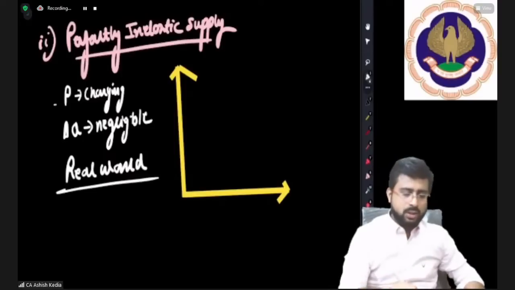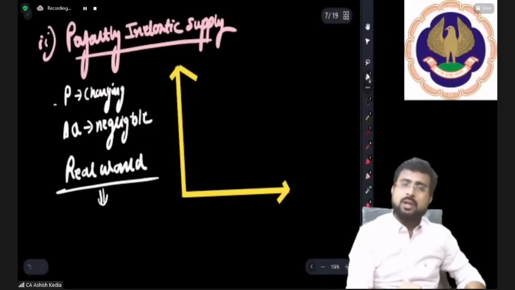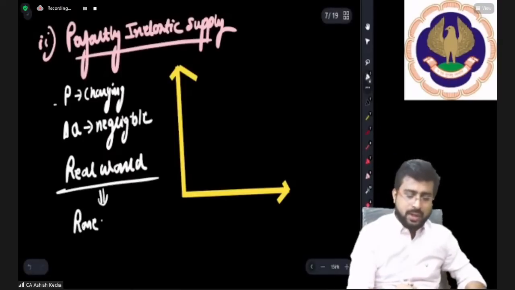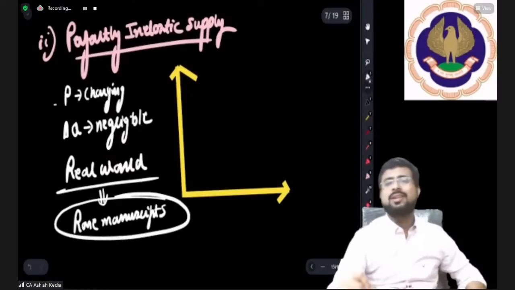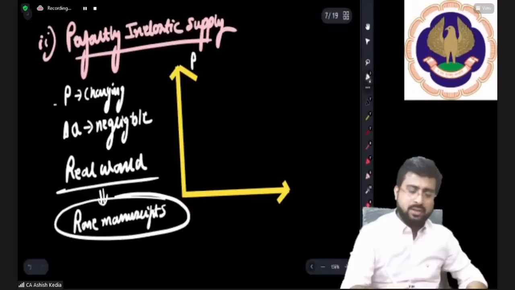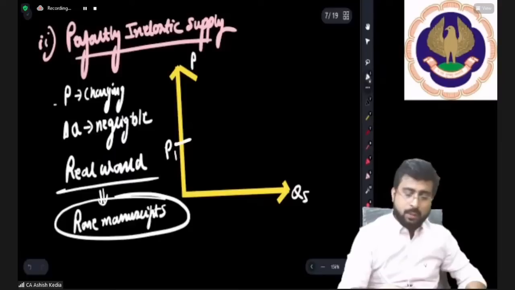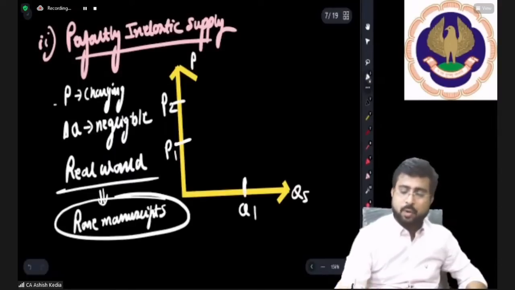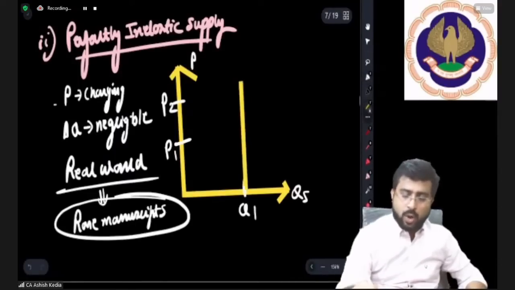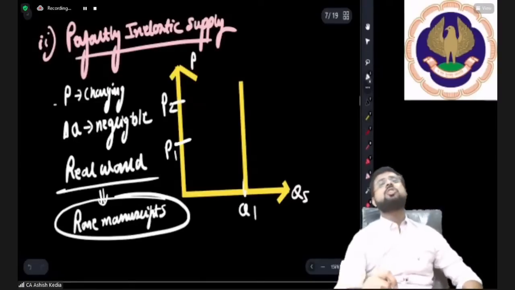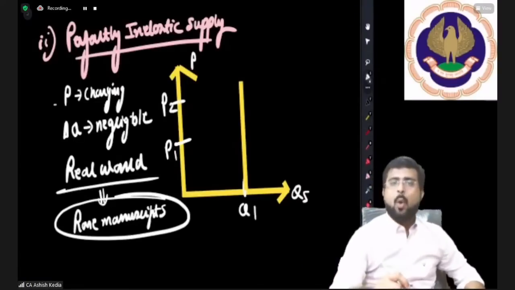In the real world, it is possible for rare manuscripts. It is very much possible. So you put price here, quantity here. Yes, here price is changing, but quantity supplied is constant at the same point. And so the graph looks like a vertical line, that is a line which is parallel to the y-axis.